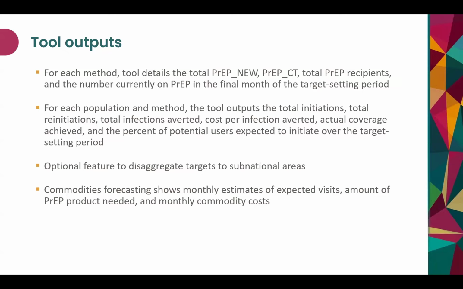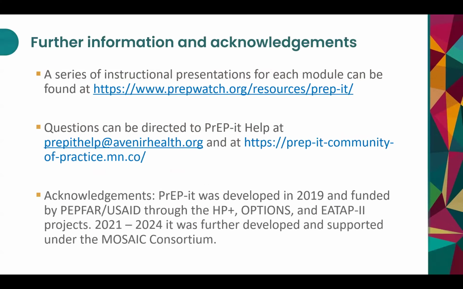There's an optional feature to disaggregate your targets down to subnational areas. And the commodities forecasting module shows monthly estimates of expected visits, amount of PrEP product needed, and monthly commodity costs.